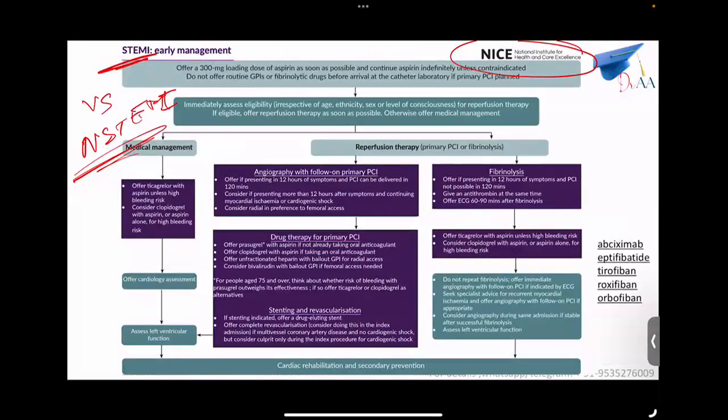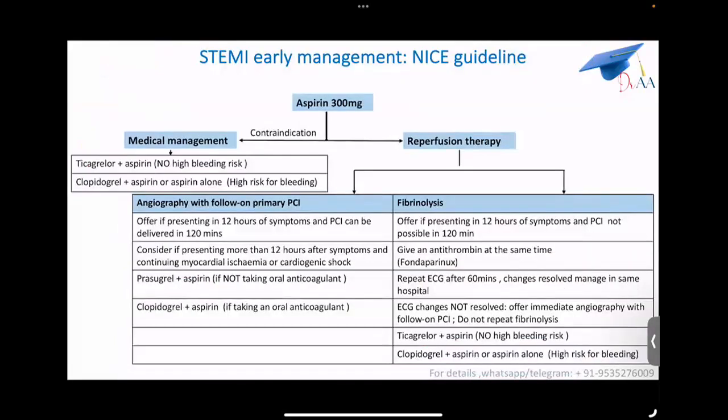The guidelines include much more, such as which stent to use, how to revascularize, which route to be preferred, whether it's radial or femoral. It is more for the cardiologist than for the emergency physician. What is required from an emergency point of view, we have put up in this tabular form.